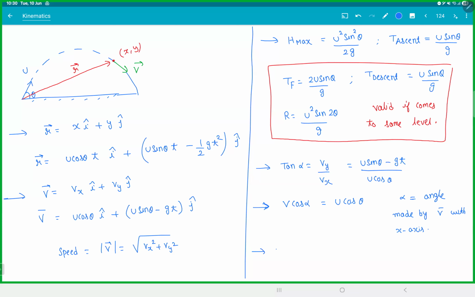And then we have the equation of trajectory. Y is equal to x tan theta minus g x square by 2u square cos square theta. So this gives you the relation between x and y coordinate. This can also be written as, if you take out x tan theta common, this will be 1 minus x by R. Primarily, these are the main formulas.